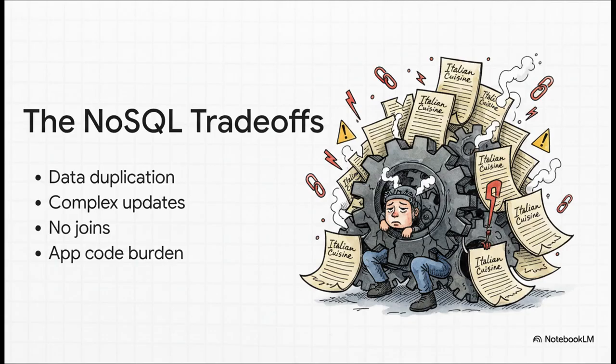To keep your reads fast without joins, you're forced to denormalize, which usually means you have to duplicate your data. If you have a standardized cuisine name, you might have to literally copy that exact string into every single restaurant document. But this extensive data duplication leads to complex multi-document updates, and because the database lacks that built-in join support, it shifts a massive burden right onto your application code. Your app now has to do all the heavy lifting to keep that duplicated data consistent.